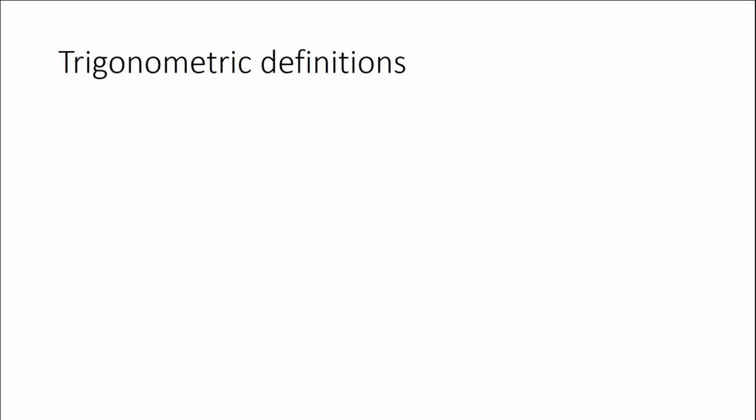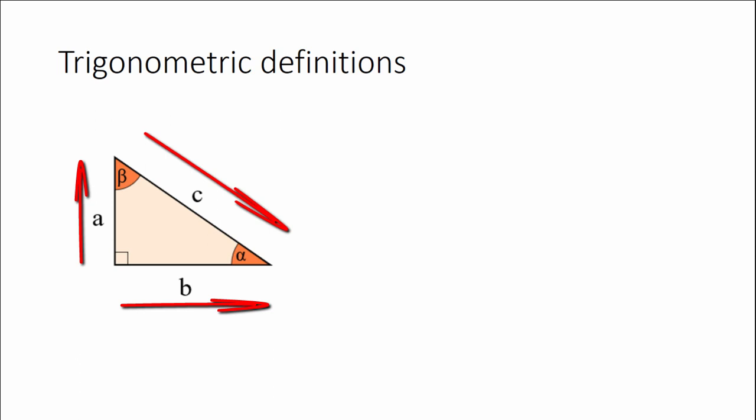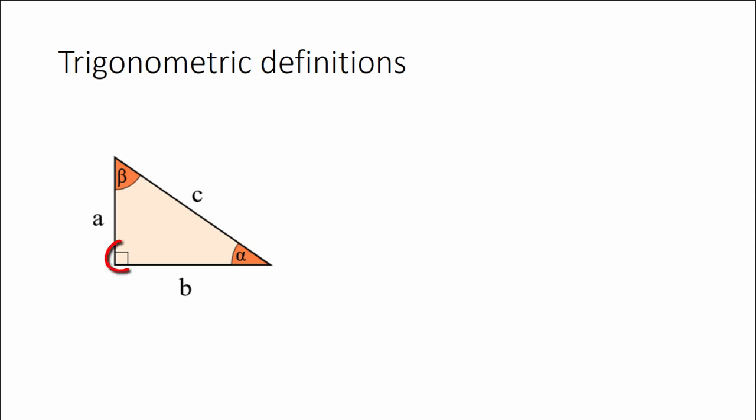Now, as a beginning, we are going to make some definitions. We are going to make our definitions referring to a right triangle. You can see that we have three sides of a triangle: A, B, and C, and also we have three angles. One of them is 90 degrees. That's why we call it a right triangle. And the side C is also called hypotenuse. And we have two more angles, alpha and beta.